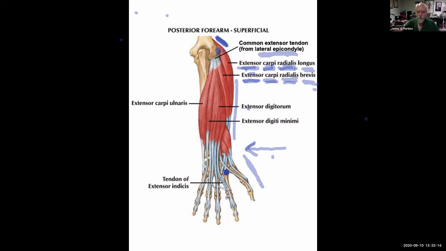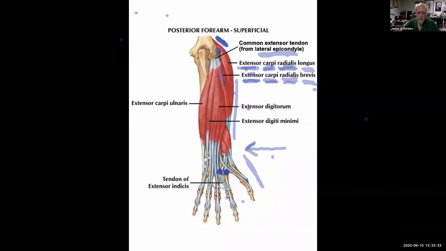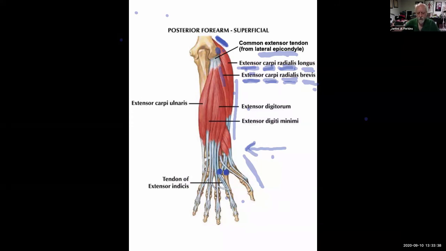Just deep to the radialis longus is extensor carpi radialis brevis, right here. That's originating on that common extensor tendon coming off the lateral epicondyle. And if we follow it down into the hand, you can see it inserting right there on the third metacarpal of the hand. So this muscle is going to extend the wrist, or extend the hand at the wrist.